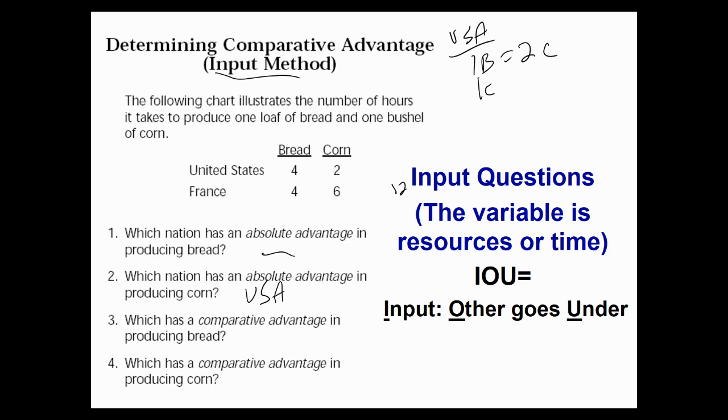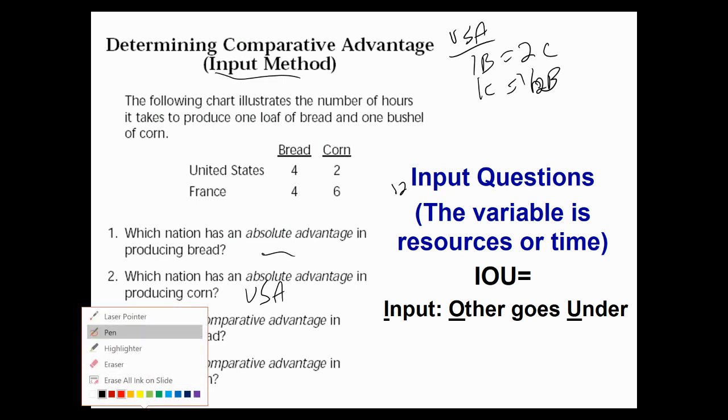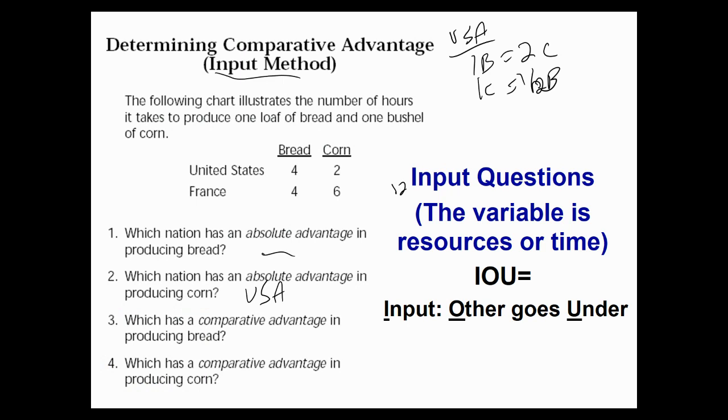Then we could do the inverse of that for one corn. So input other under. We want to know how much it costs to make one corn. So it'd be 2/4, which is 1/2 bread. Okay, so that's the United States. Now, I'll pick a different color for France.